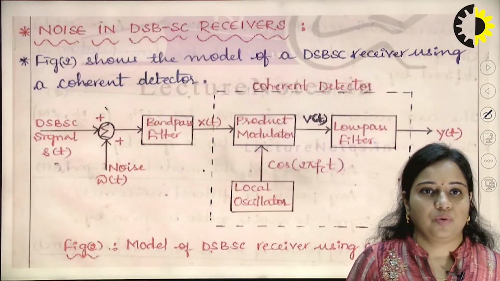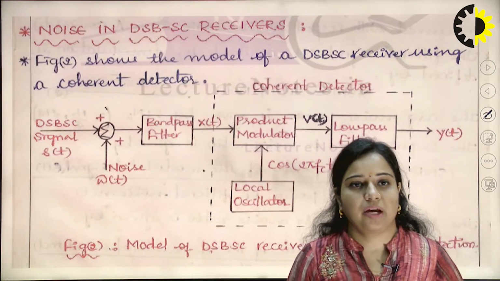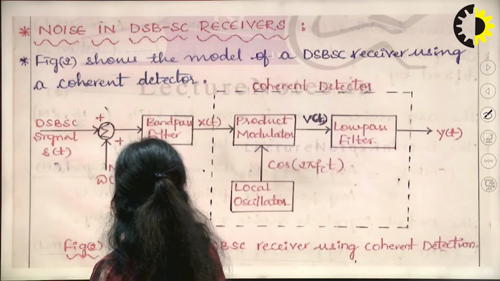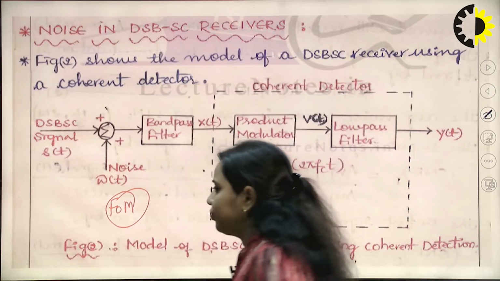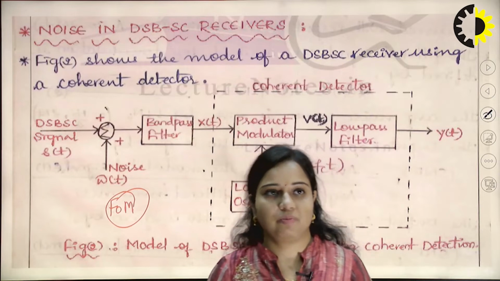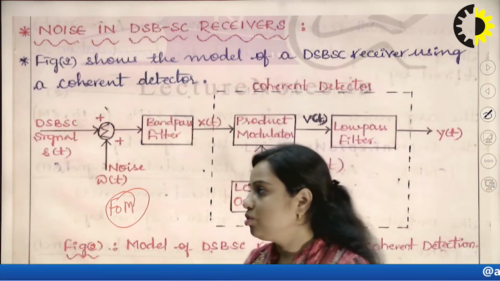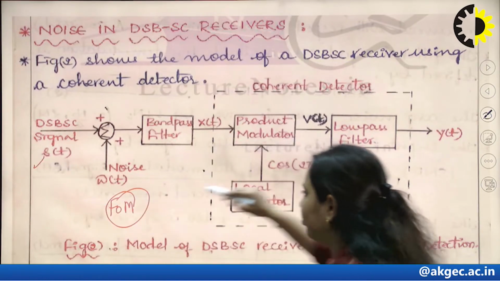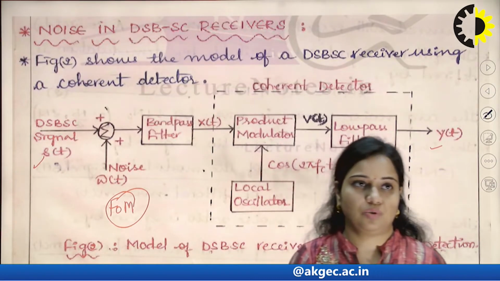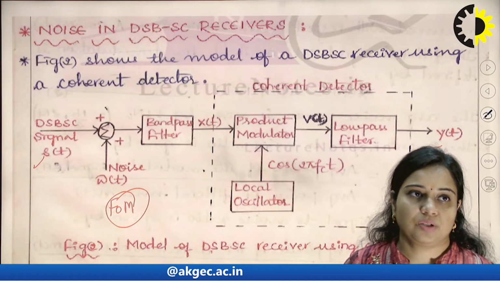Now we are going to discuss the analysis part, where we derive a parameter known as the figure of merit. This figure of merit is related to the signal to noise ratio calculation. Whatever receiver we are considering, whether it is a DSB-SC receiver, AM, or FM, we have to consider the signal to noise ratio at the receiver input and at the receiver output. By considering these two values, we can find the figure of merit, and the inverse of the figure of merit is known as the noise figure.